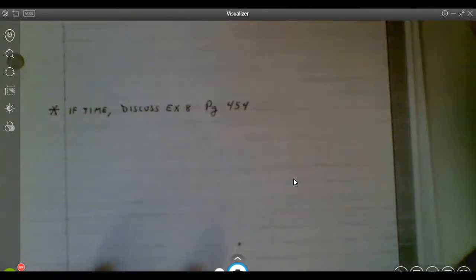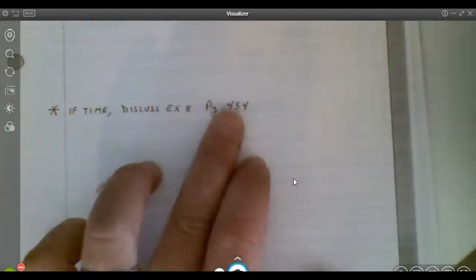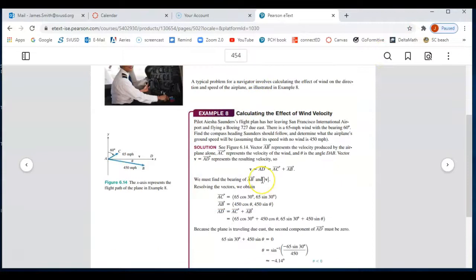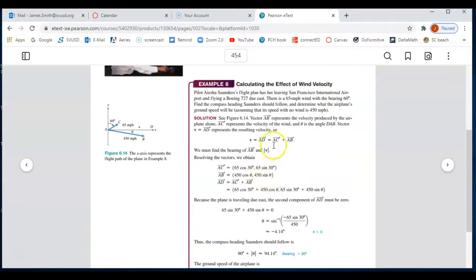So if you still want to hang out for a few more minutes, we're going to take a look at example 8 on page 454. So here is example 8. So this one is discussing the effect of wind velocity.